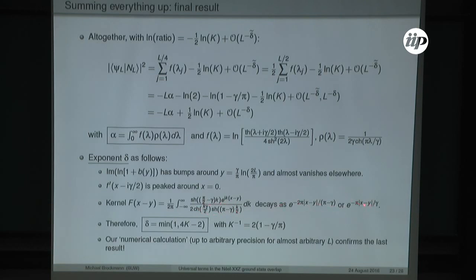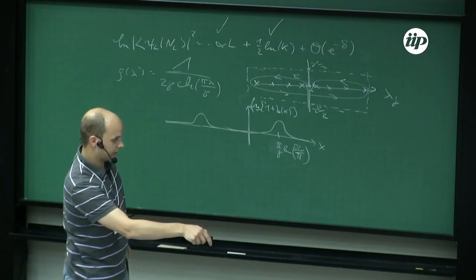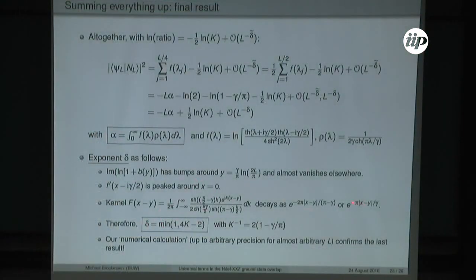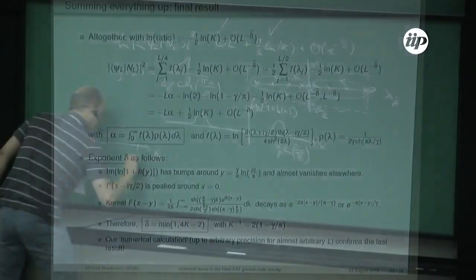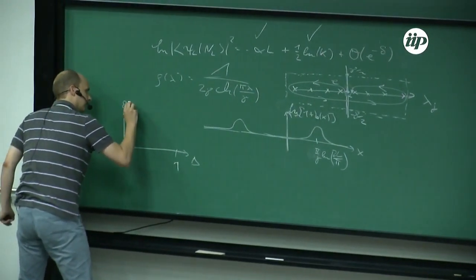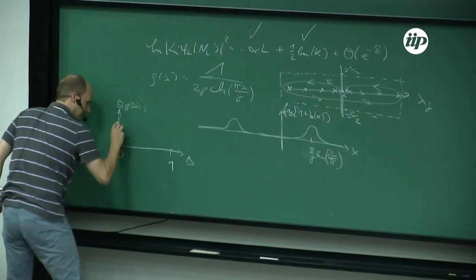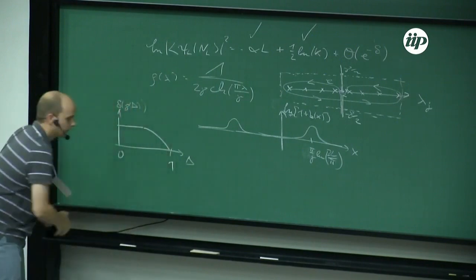So this function has certain poles, and from these poles you can read out the exponential drop-off of the kernel. And from this exponential drop-off, if you shift one of the arguments exactly by this value where the function has a bump, you get L to the power delta, and delta then is the minimum. So it is 1 if it drops off like this, and it is 4k minus 2 if it drops off like this. And this can be also easily drawn: if you draw delta of gamma as a function, it is like this.